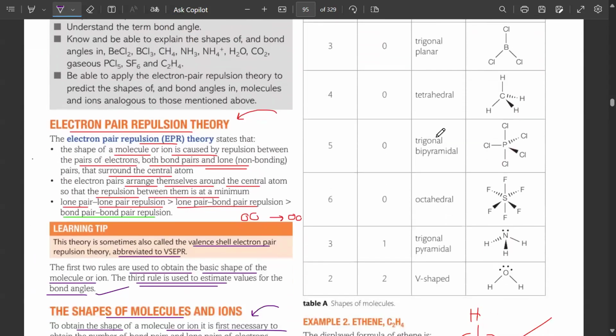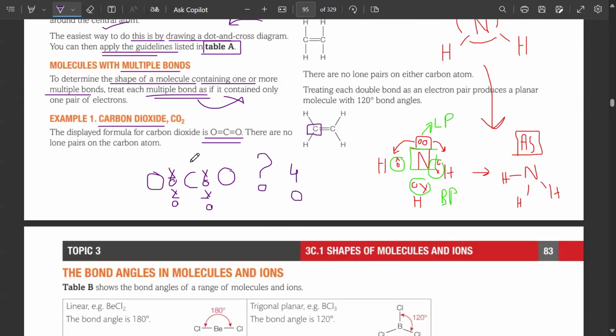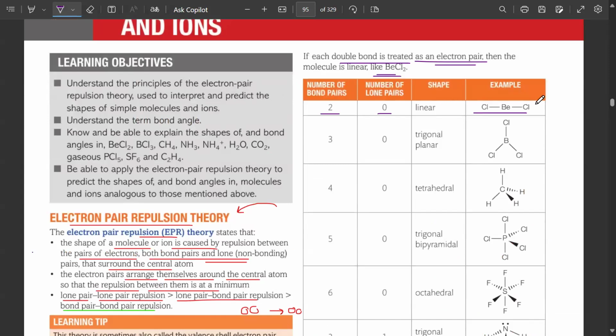Whenever you are given a molecule, you have to determine, for example, BeCl2, that it is forming two bond pairs and zero lone pairs. You can see it is bonding on two sides. This would be a linear molecule, which has an angle that we'll study in the next topic. Then, if a molecule has three bond pairs, zero lone pairs, it's going to be trigonal planar.